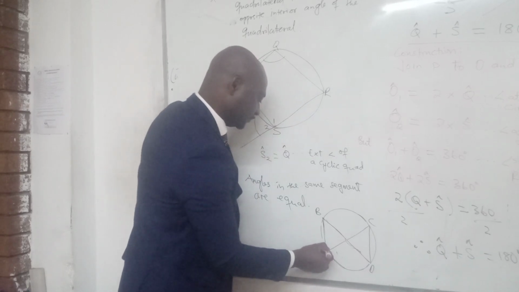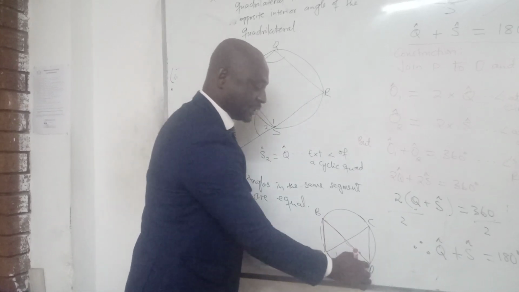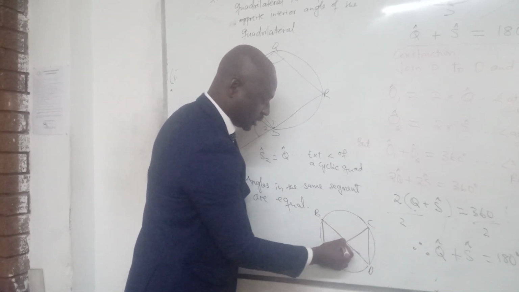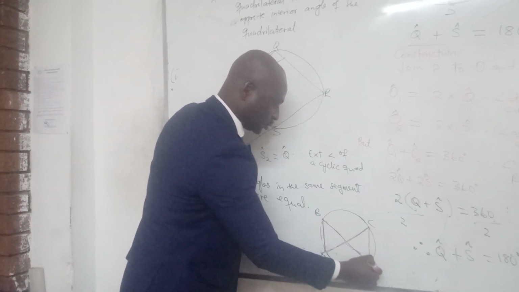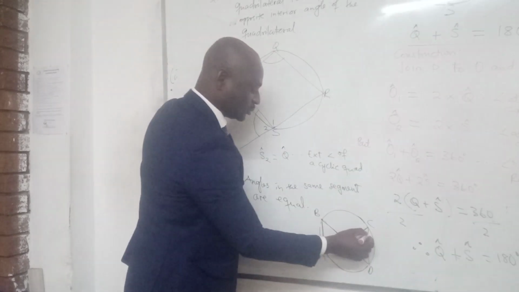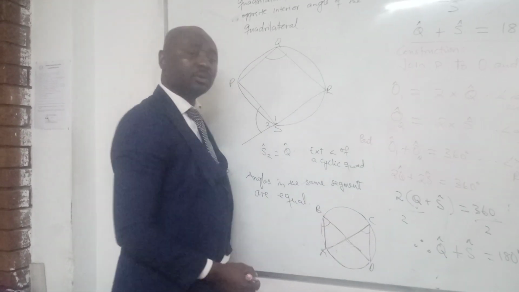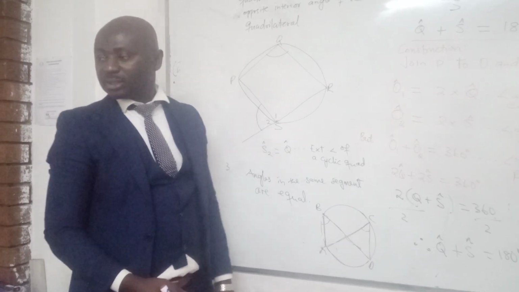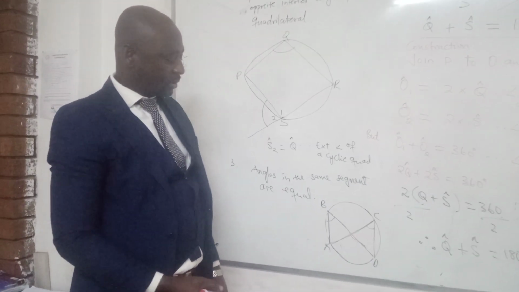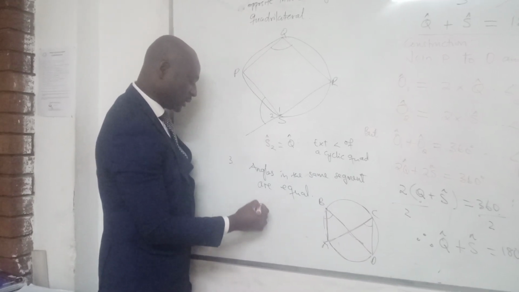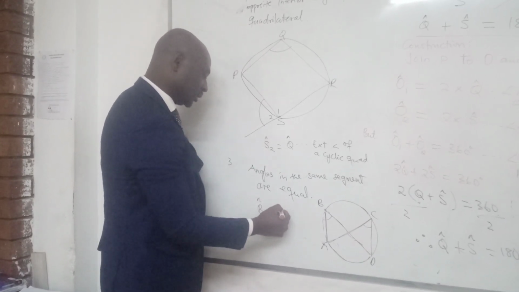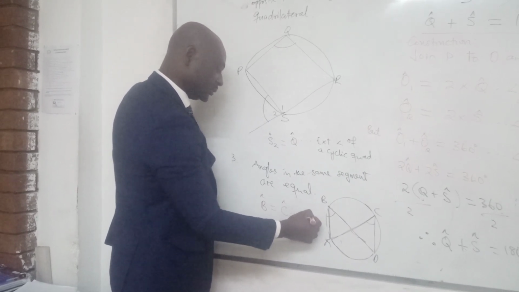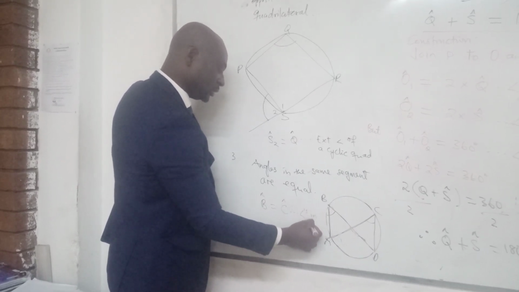This one and this line are formed by this arc. The same line here and this one are also formed by that arc. So these 2 angles are equal. Angles in the same segment are equal. So here I can say angle B is the same as angle C. Reason: angles in the same segment.